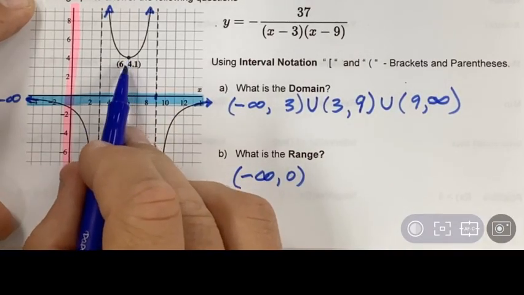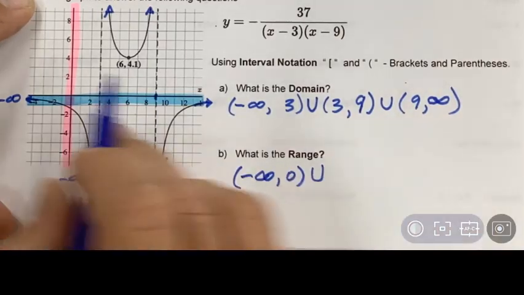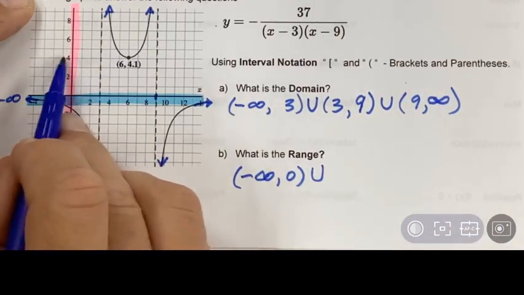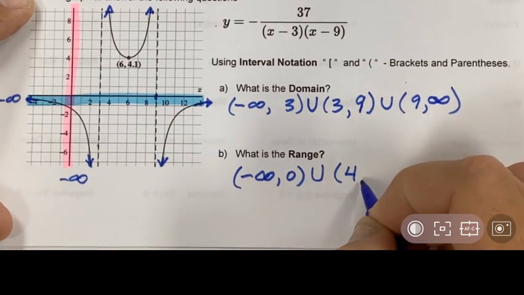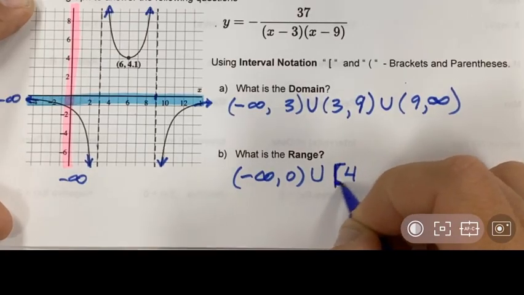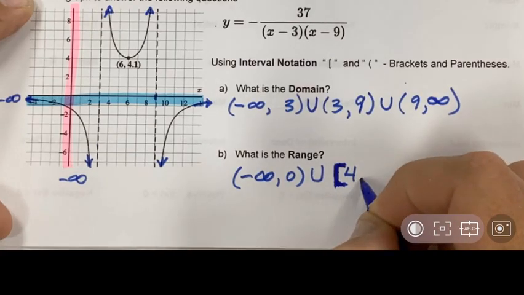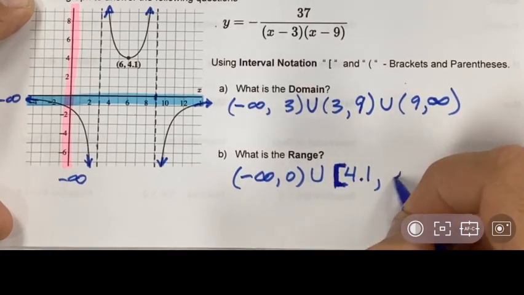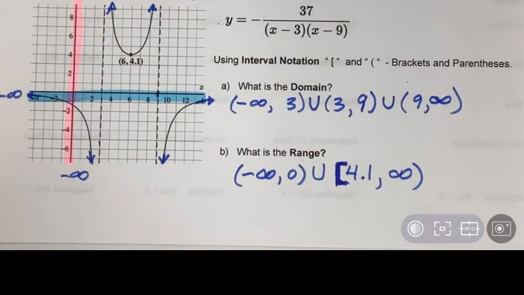But now how high is it? That's the y-coordinate. So we're going to union the next piece to start the next y-coordinate at 4.1, and then all the way up to infinity. But now I also need to point this out. 4.1 is on the graph, so that's going to be a bracket. Let's make sure that that's clear as well. That's a bracket at 4.1, and then it stops at infinity, which never stops, so therefore it goes from 4.1 to infinity. I hope this really helps.